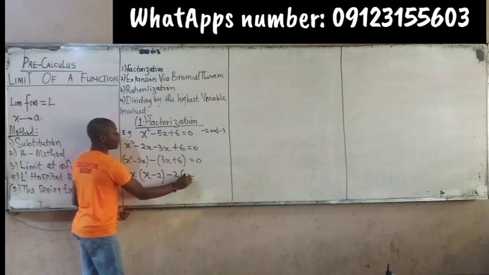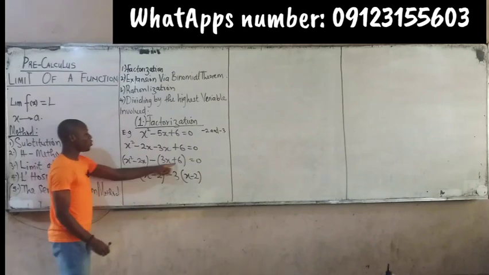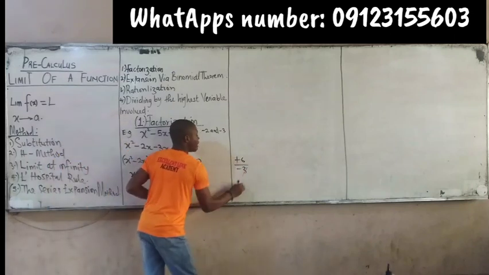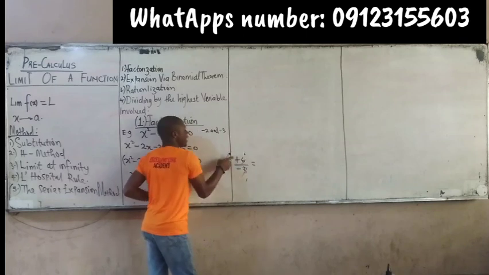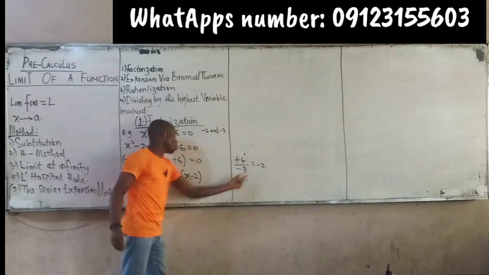I'll have minus what there? Minus 2. Right? So plus 6. If I have plus 6 divided by minus 3, 3 ones are 3, 3 twos are 6. Minus plus divided by minus is what? Minus 2. So this minus 2, I have it here.